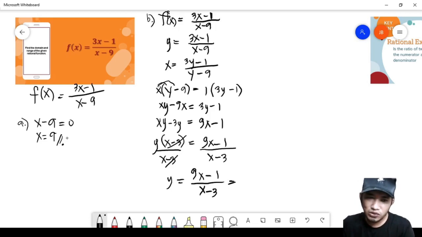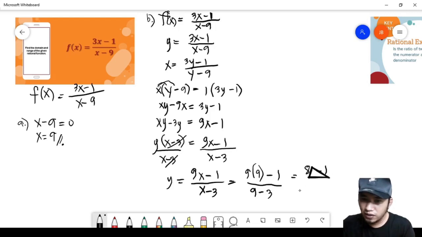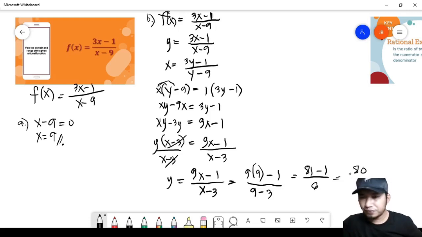And then substitute the values of x. That is 9. 9 multiplied to 9 minus 1, that is 9 minus 3. And that is 9 multiplied to 9 is 81 minus 1 all over 9 minus 3 is 6. And that is 80 divided by 6. Ayan.